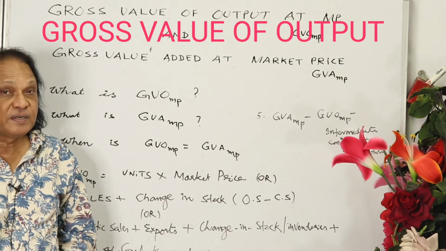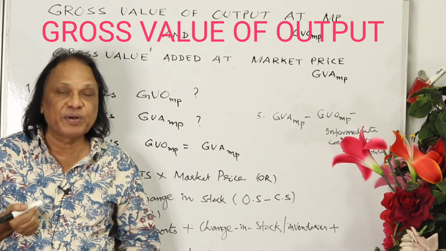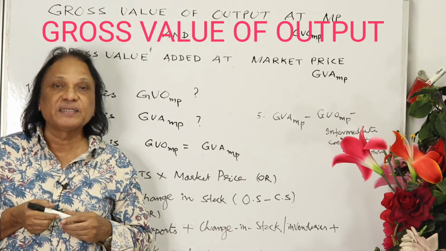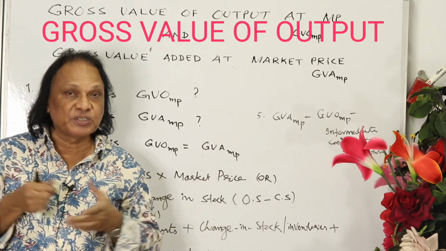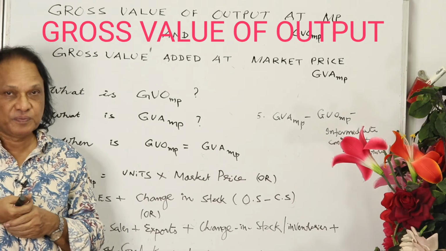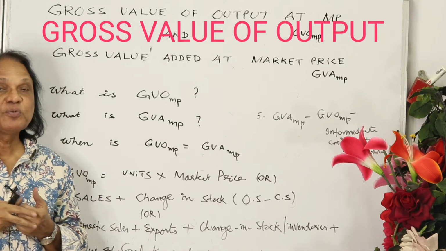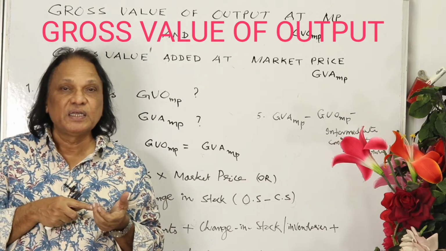So again I repeat, to produce a commodity, the producer needs 4 factors of production: land, labor, capital, entrepreneurship, and other secondary inputs. With the help of it, he produces the goods. When you sell it in the market, you get gross value of output. They might ask different numericals on this. How do you sell it?